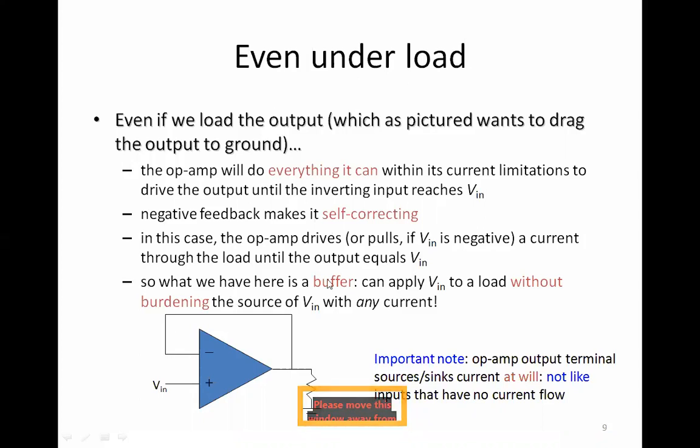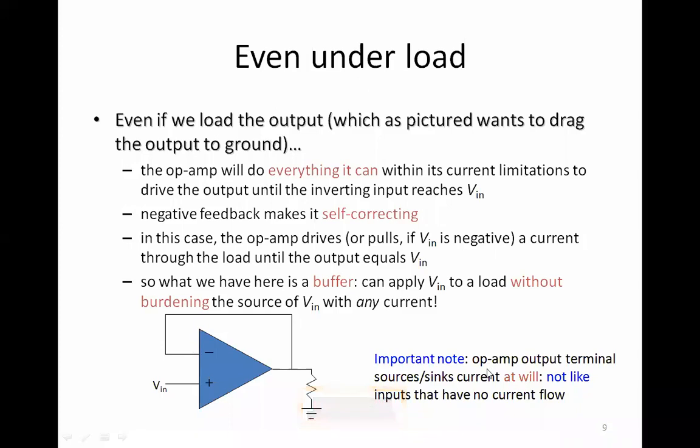So what we have here is a buffer that can apply Vin to a load without burdening the source of Vin with any current. So you don't have to put any current here just to make sure that Vin also comes here. This will happen in an automatic way, in a self-regulatory way. That's why it's called self-correcting. Why is it correcting? Because it is checking for differences. There should not be any difference. If there is a difference, then through this feedback, it actually rectifies.